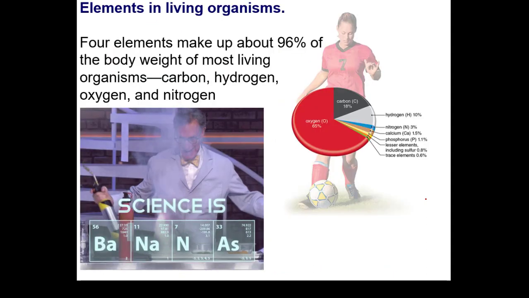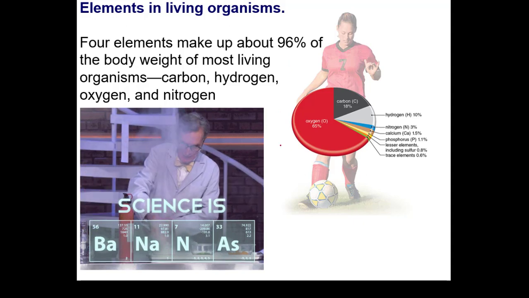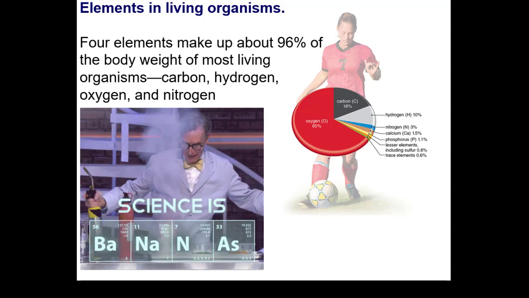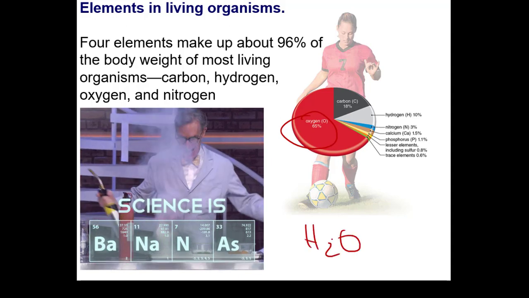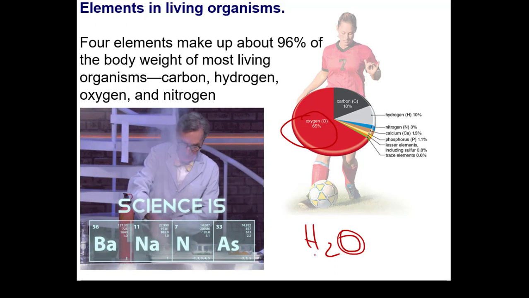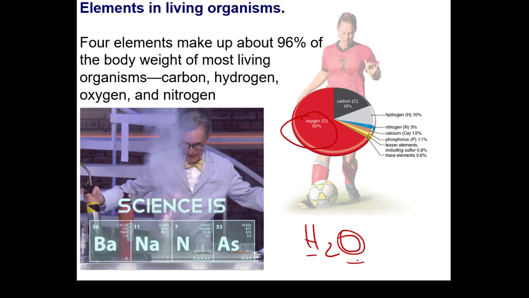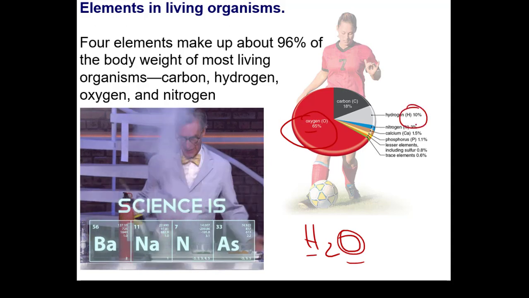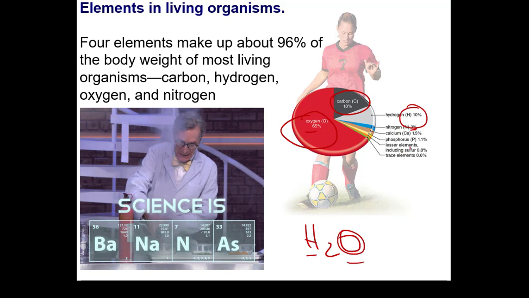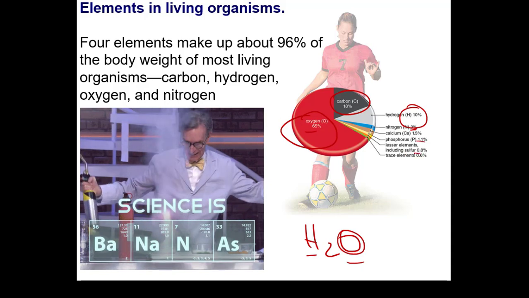If you look back at this picture from the last slide, you can see in the human body, oxygen is about 65% of our body because water is really important and our body's mostly water, and water is made up of hydrogen and oxygen. So you have about 65% oxygen, about 10% hydrogen, 18% carbon, 3% nitrogen. And you can see phosphorus and sulfur are in low amounts.